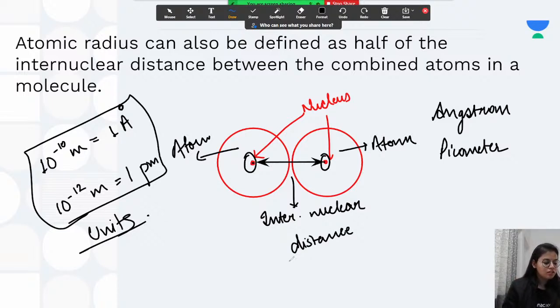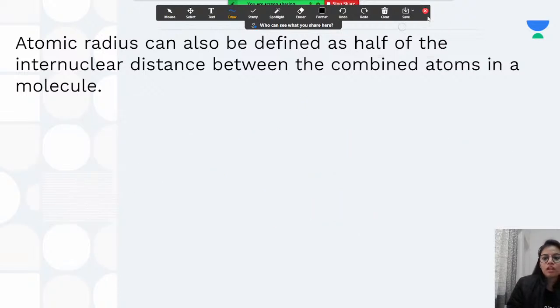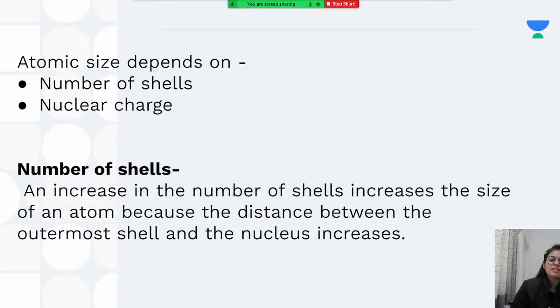So I hope you understood the atomic radius definition. There are two basic definitions. One is from the center of the nucleus to the outermost shell, and the other, when we have the case of molecules, we take the radius from the nucleus of one atom to the nucleus of the other atom. So that becomes our atomic radius. Hope that is clear. Now, atomic size or atomic radius depends on, first, the number of shells, and next, nuclear charge.